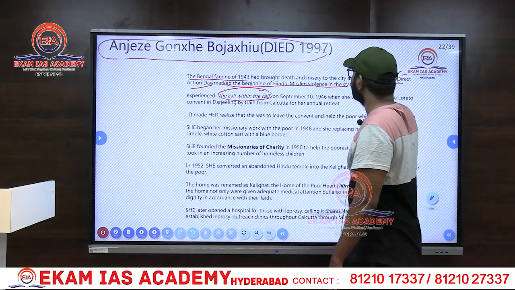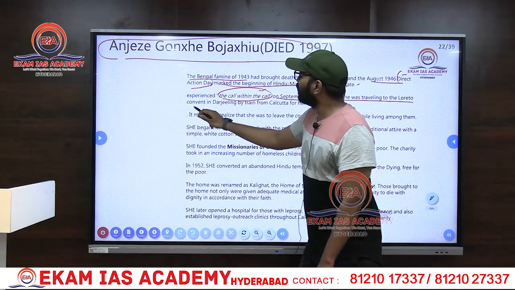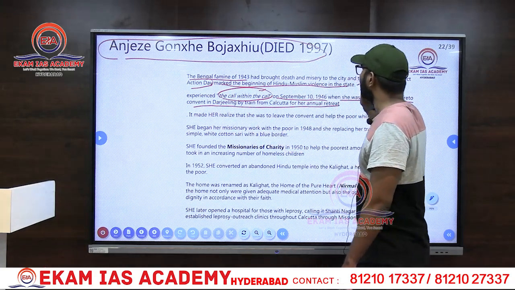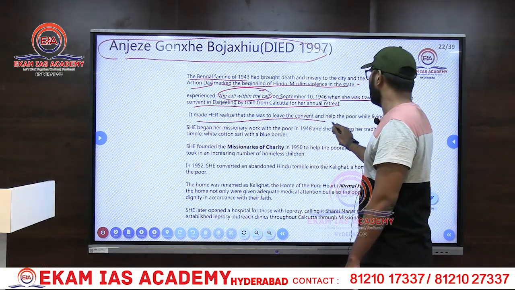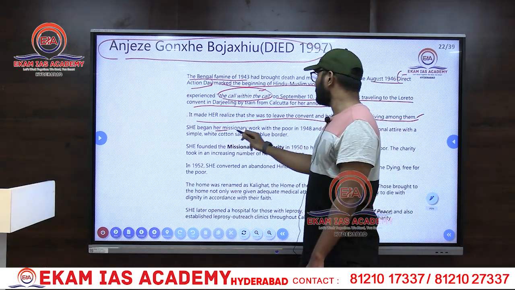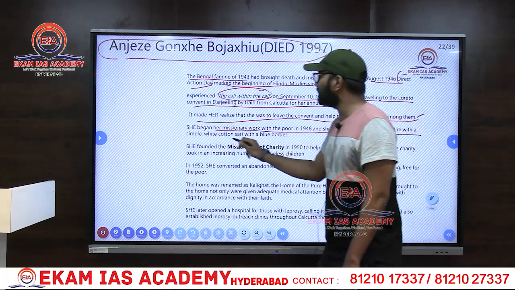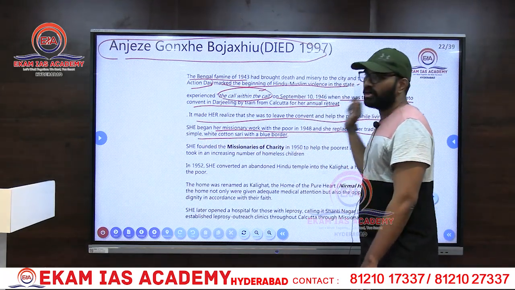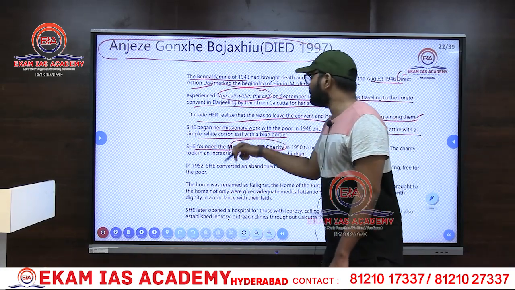And this Direct Action Day, on September 10, 1940, when she was travelling to the Loreto Convent in Darjeeling by train from Calcutta to her annual retreat. It made her realize that she was to leave the convent and help the poor while living among them. She began her missionary work with the poor in 1950, replacing her traditional attire with a simple white cotton saree with a blue border. She founded Missionaries of Charity.